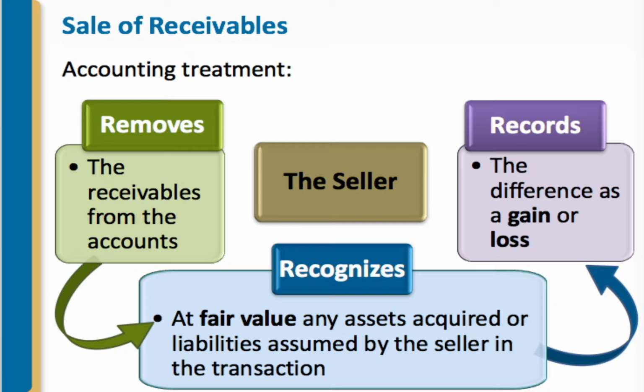Accounts and notes receivable, like any other assets, can be sold at a gain or at a loss, or they could be sold for their actual value. The basic accounting treatment for the sale of receivables is similar to accounting for the sale of any other asset. The seller, or transferor, removes from the accounts the receivables and any allowance for bad debts that's associated with them. Then it recognizes at fair value any assets acquired or liabilities assumed by the seller in the transaction, and then records the difference as a gain or a loss.